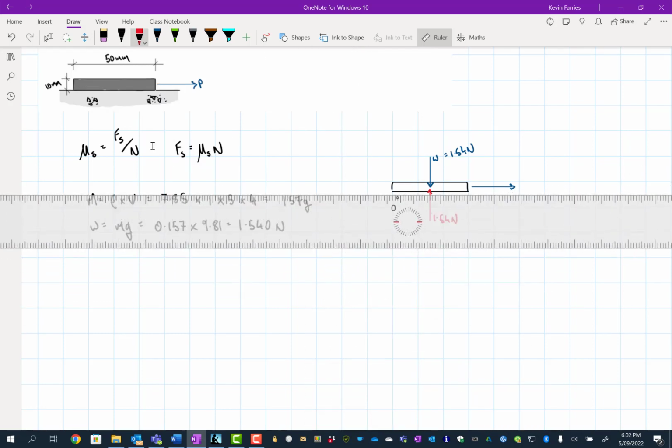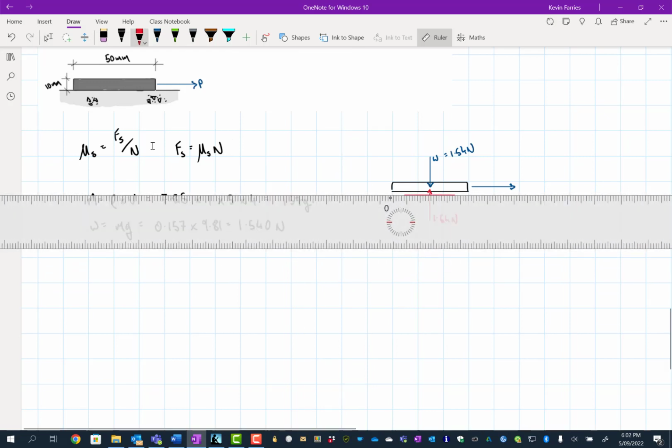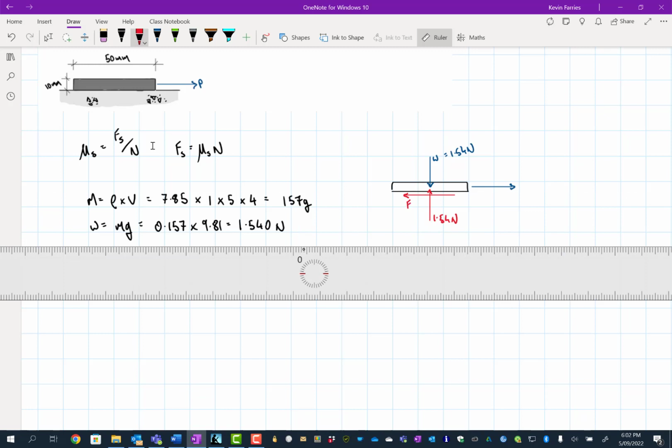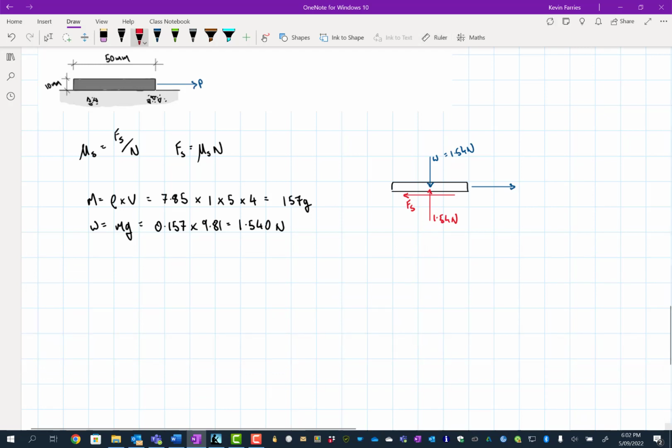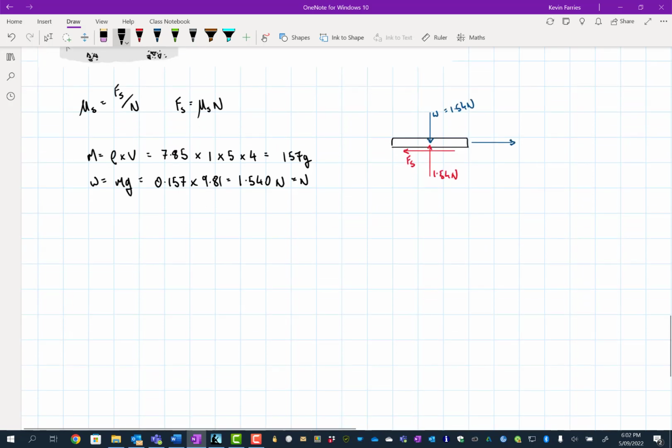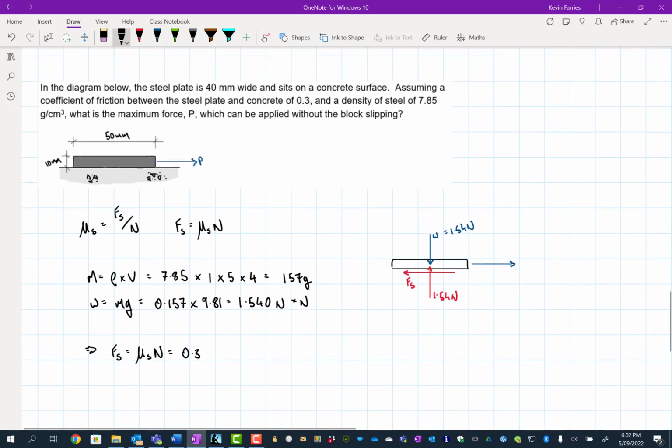And we're going to find the frictional force, maximum frictional force, Fs, and its magnitude is going to be equal to P. So we've now got the normal force. This here is just equal to the normal force because we don't have any other vertical components. So therefore, Fs is equal to the coefficient of static friction times the normal force, which is 0.3, they gave us that in the question up here.